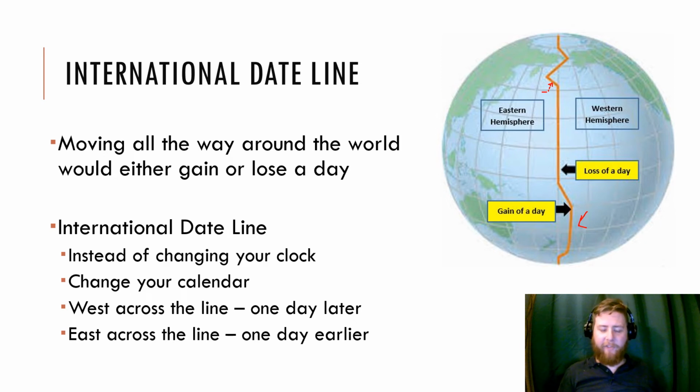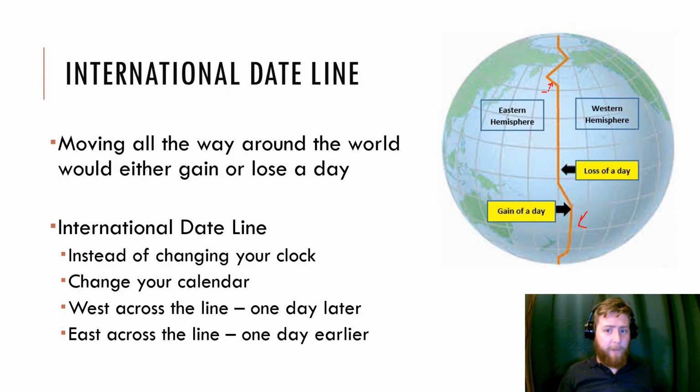But instead of changing the clock on this date, you would change your calendar. So if you go west across the line, you go 1 day later. If you go east across the line, you become 1 day earlier. You would move from the 13th to the 12th, for example.